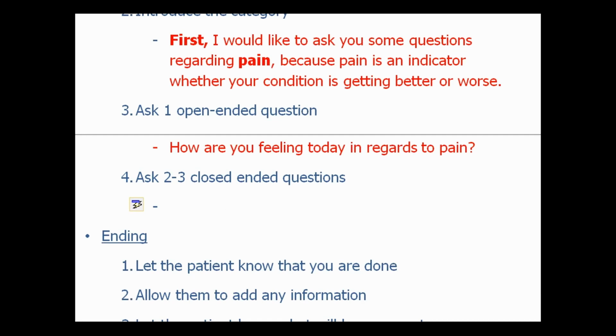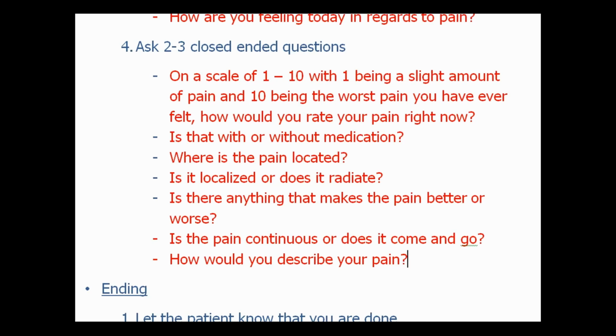So some other questions you could ask for pain level could be, on a scale of 1 to 10, with 1 being a slight amount of pain and 10 being the worst pain you have ever felt, how would you rate your pain right now? Is that with or without medication? Talking about the pain level. Where is the pain located? Is it localized or does it radiate? Is there anything that makes the pain better or worse? Is the pain continuous or does it come and go? How would you describe your pain? As you can see, there's a lot more than 2 to 3 questions here.